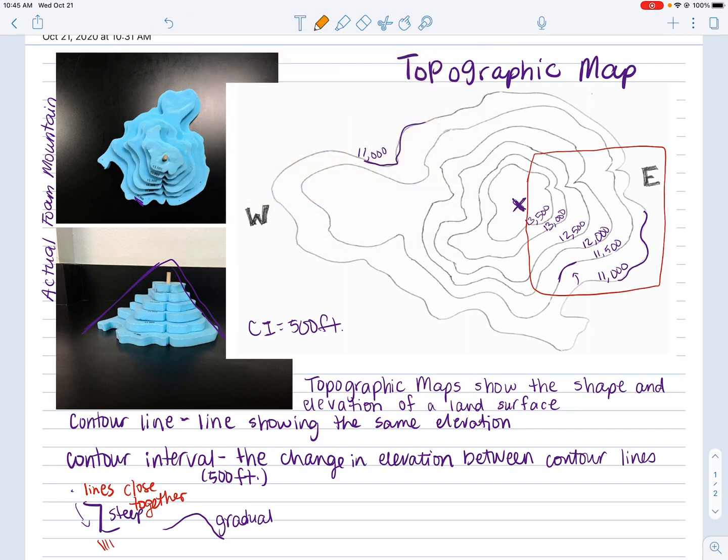Now, let's imagine I'm a little ant and I'm crawling around on this map. I would not want to climb up a very steep area. Maybe I'm just not wanting to exert that much energy. So you want to pick the gradual slope. A gradual slope on a topographic map is going to be when the lines are very far apart. So on this map, it's going to be on the west side. So the lines are far apart. That means that in that distance, the elevation is slowly changing, and so it's easier to climb, easier to go up.